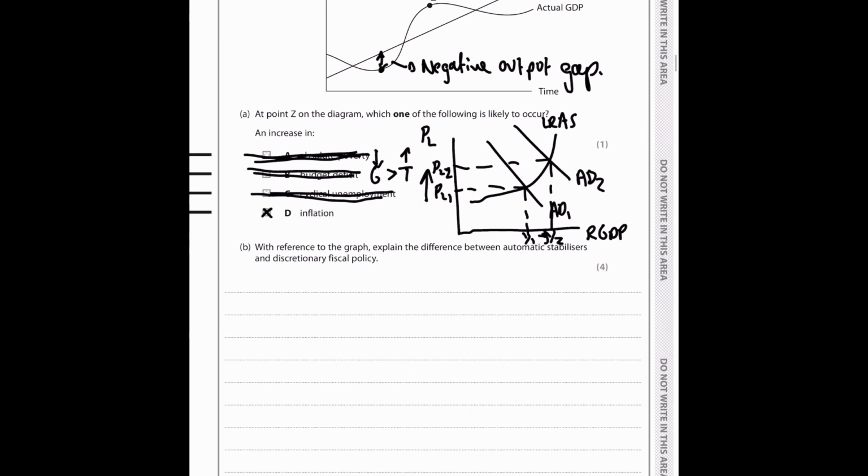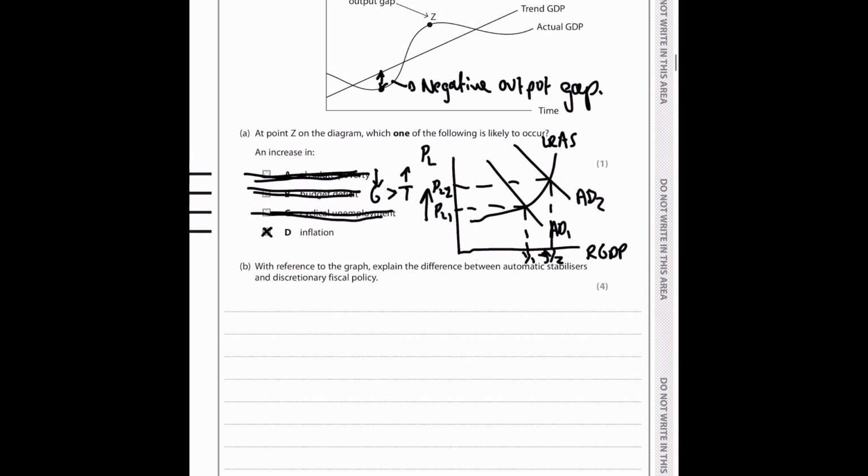With reference to the graph, explain the difference between automatic stabilizers and discretionary fiscal policy. Ooh, okay, good. So actually we can use this point here, let's call it X, to help us answer this question.